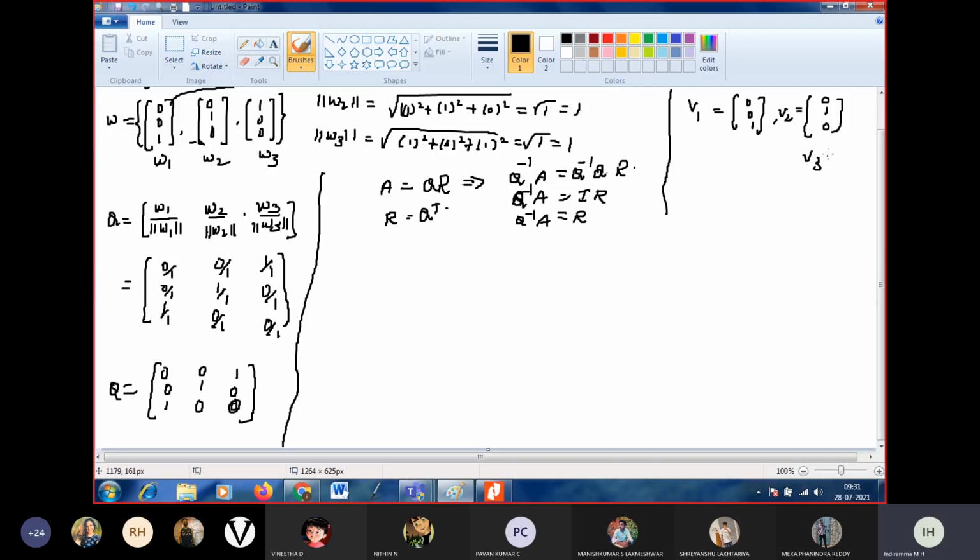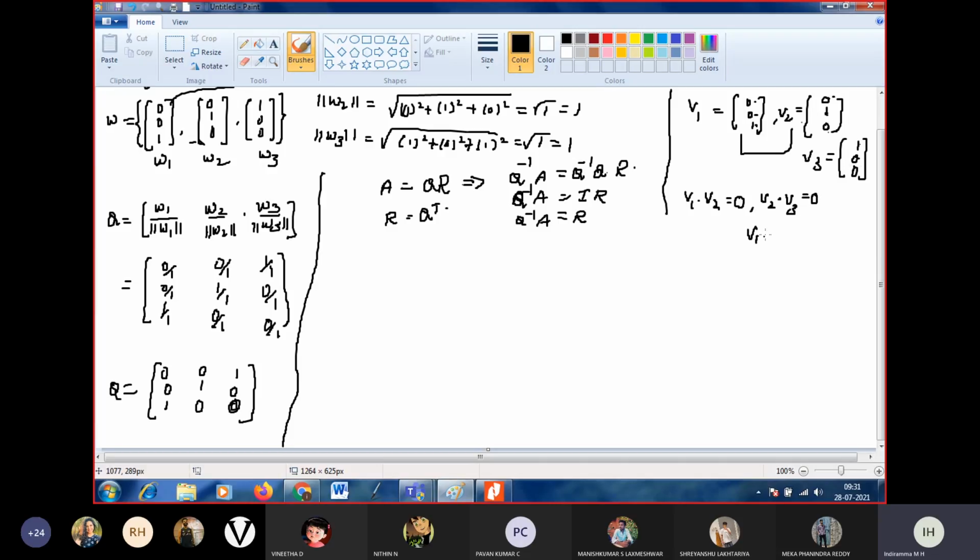And V3 is equal to 0, 1, 0, 0. Is it right? Now find the dot product, V1 dot V2. So V1 dot V2, you should consider V1 transpose into V2. That means 0 into 0 is 0, 0 into 1 is 0, 1 into 0 is 0. So we got 0. Next, V2 dot V3 you find. V2 dot V3 directly also you can find: 0 into 1 is 0, 1 into 0 is 0, 0 into 0 is 0.